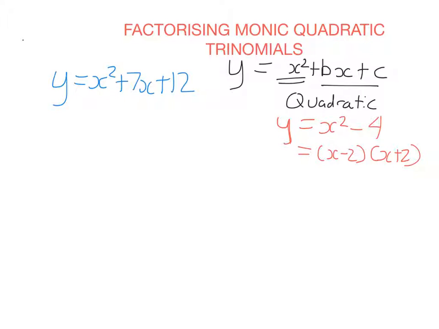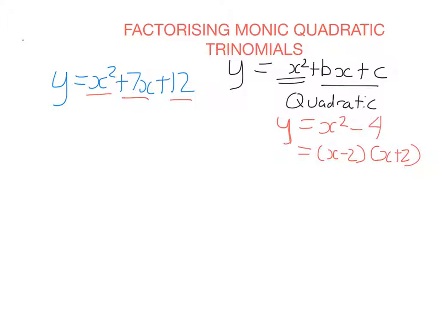Now, I said to you, always check if there's a common factor first. Now, there are three terms here. Y equals x squared is a term, 7x, and 12. Each of them is a term. But these three terms do not have a common factor. There is nothing that goes into all three of them. So we can't use the highest common factor method either.